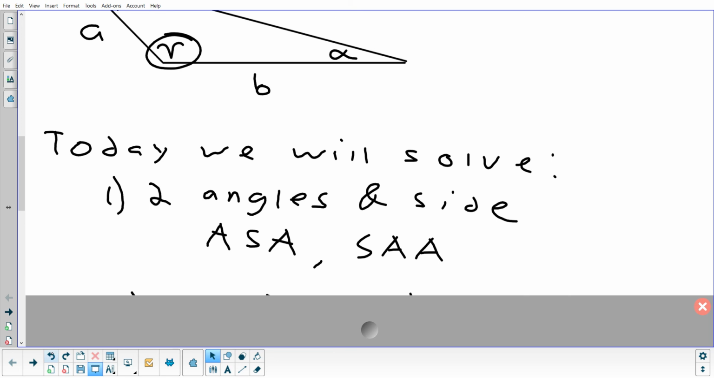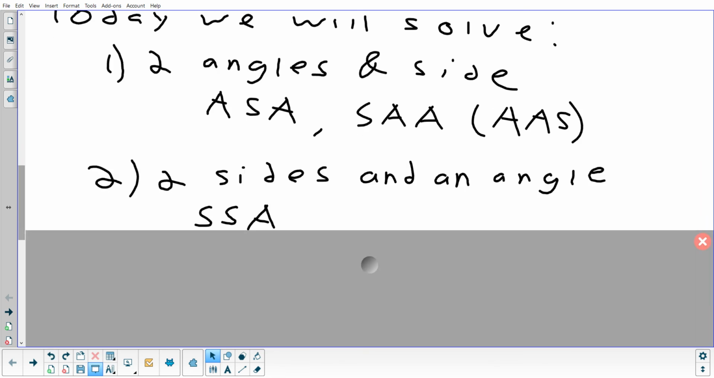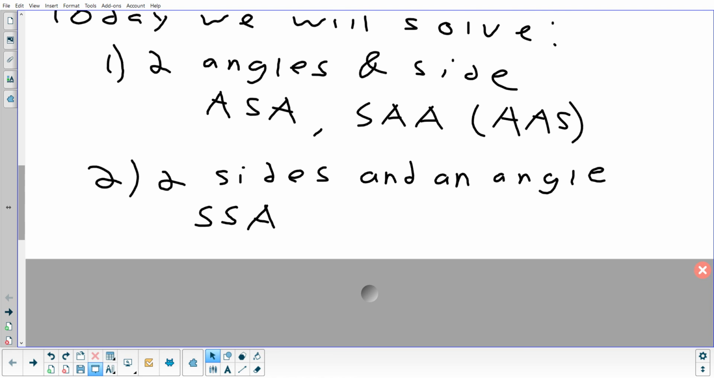And this other one that you see over here, you might see it written angle, angle, side, that's fine. That means the same thing. And then ASA, well, ASA backwards is the same thing. And the third type that we can do is side, side, angle. And we'll leave that one in that order. We won't write it backwards. It's not nice. Okay, so side, side, angle.